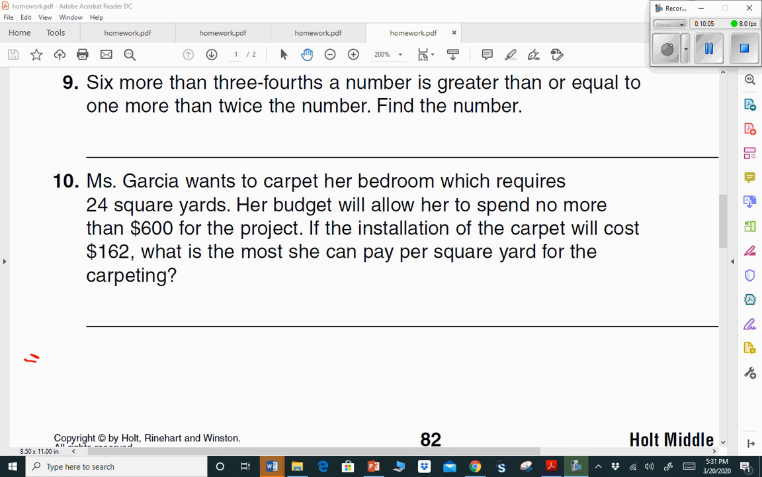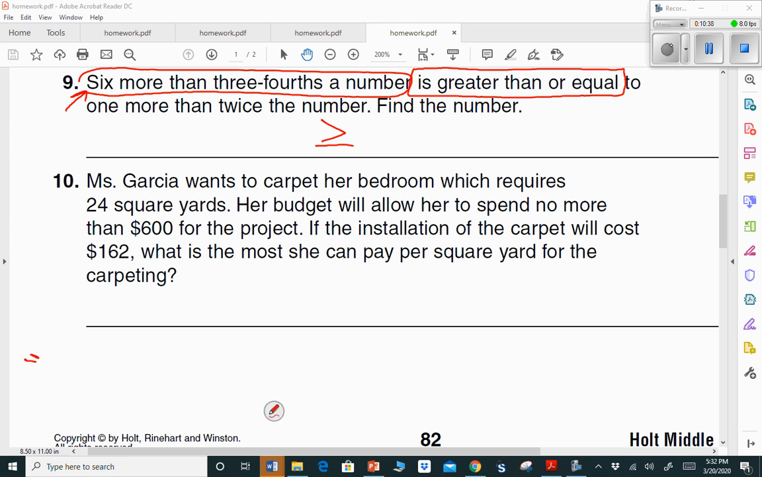Okay, number 9 will be big fun for you. Let's read this. 6 more than 3/4 a number, is greater than or equal to 1 more than twice the number. Find the number. Okay, I'm going to start with is greater than or equal to, because I know exactly how to write that. Is greater than or equal to. And then this stuff is going to be on one side.